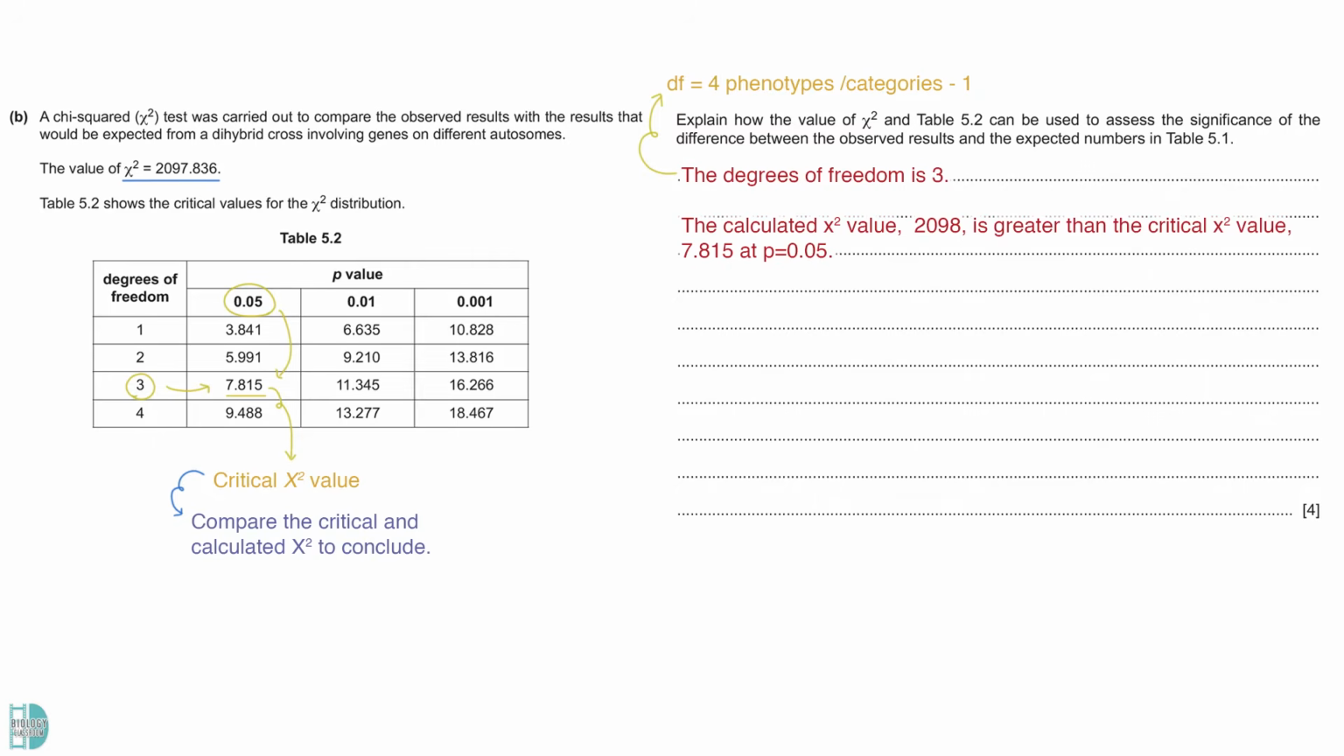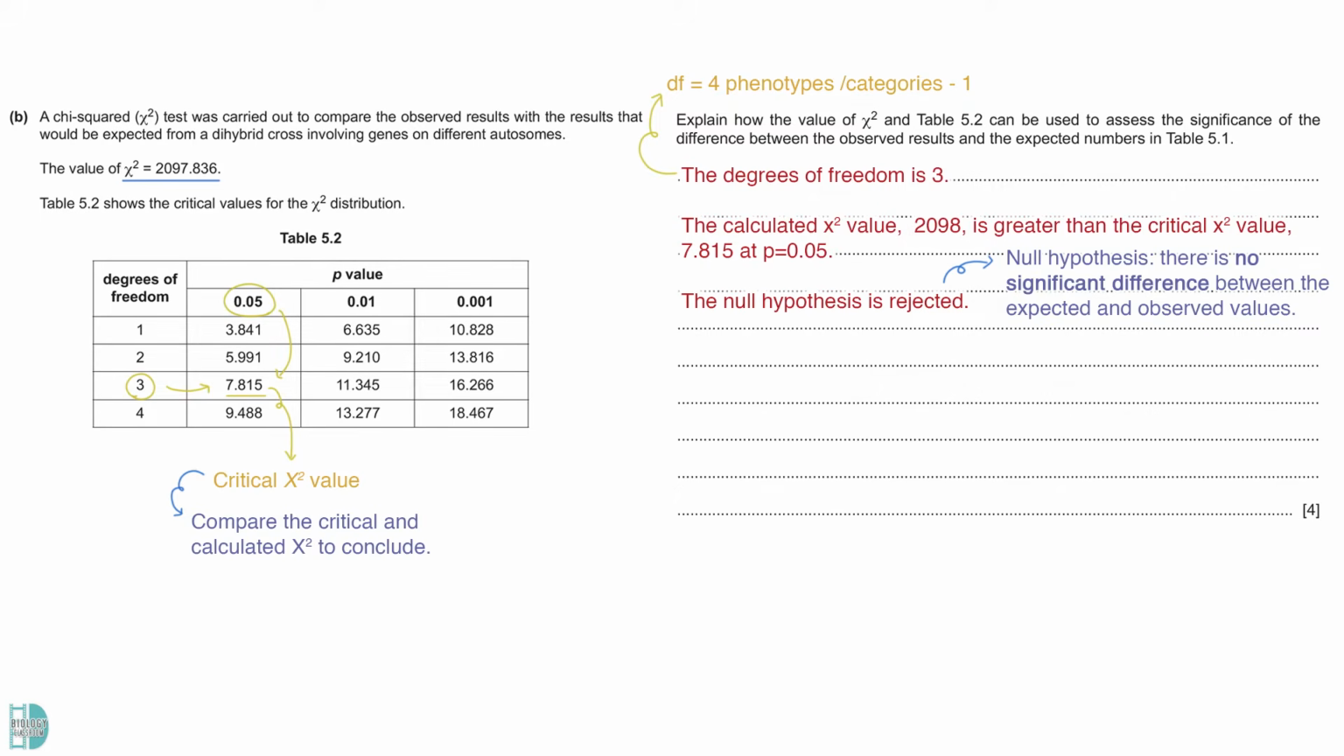Our calculated chi-square value is greater than the critical chi-square value at p equals 0.05. This means the null hypothesis is rejected. A null hypothesis always says that there is no significant difference between the expected and the observed values. So, rejecting it means that there is a significant difference. A significant difference indicates the difference is non-negligible.